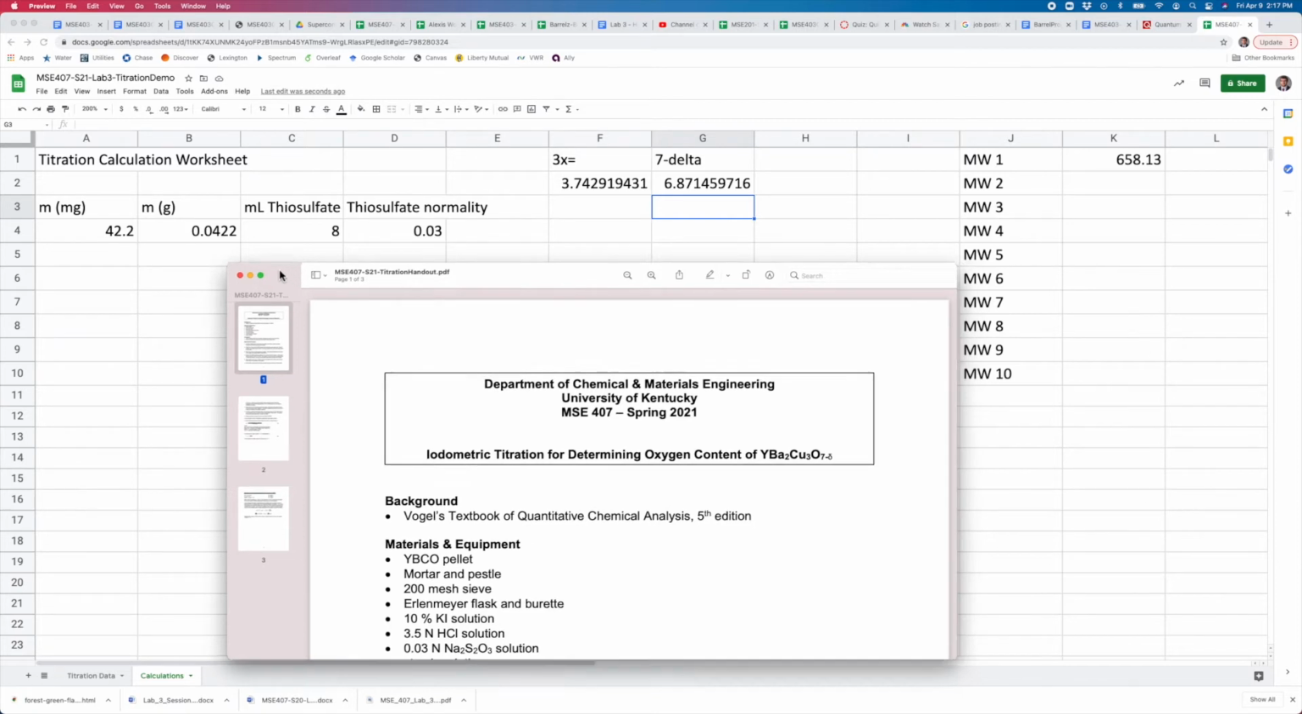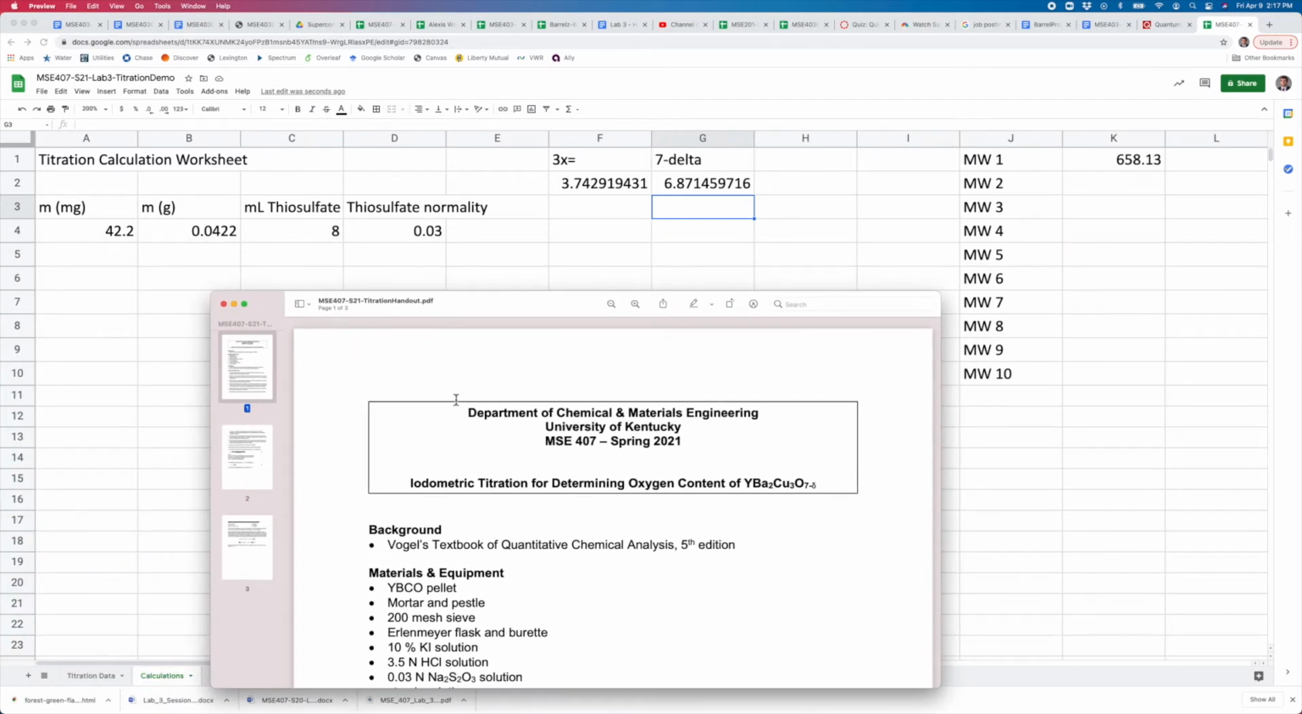That's not the end of the story, though, because 7 minus delta is telling us how much oxygen content we have. If we don't know how much oxygen we have, we can't determine an accurate molecular weight of the YBCO, because we have to know how much Y, Ba, Cu, and O. What that means is that this value was determined with a molecular weight of 658.13 grams per mole.